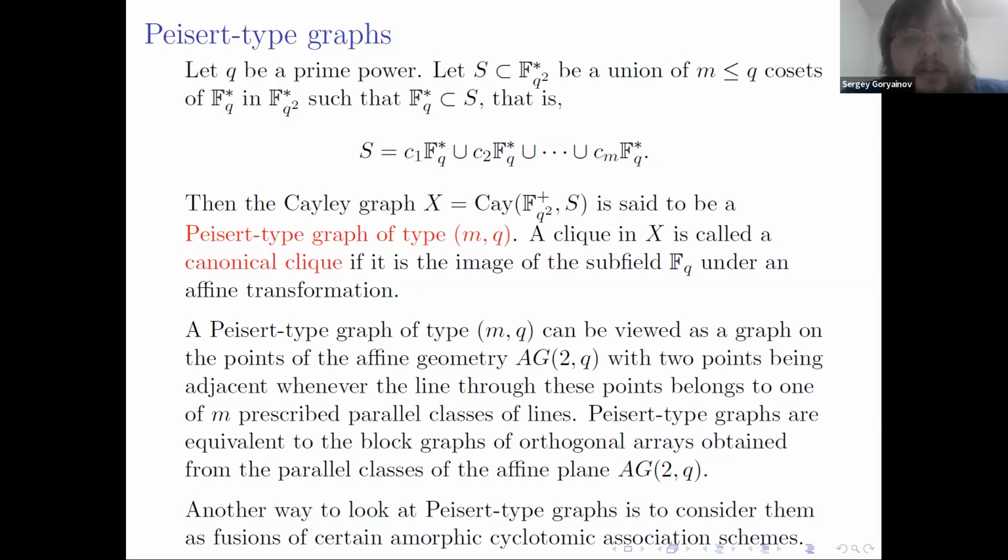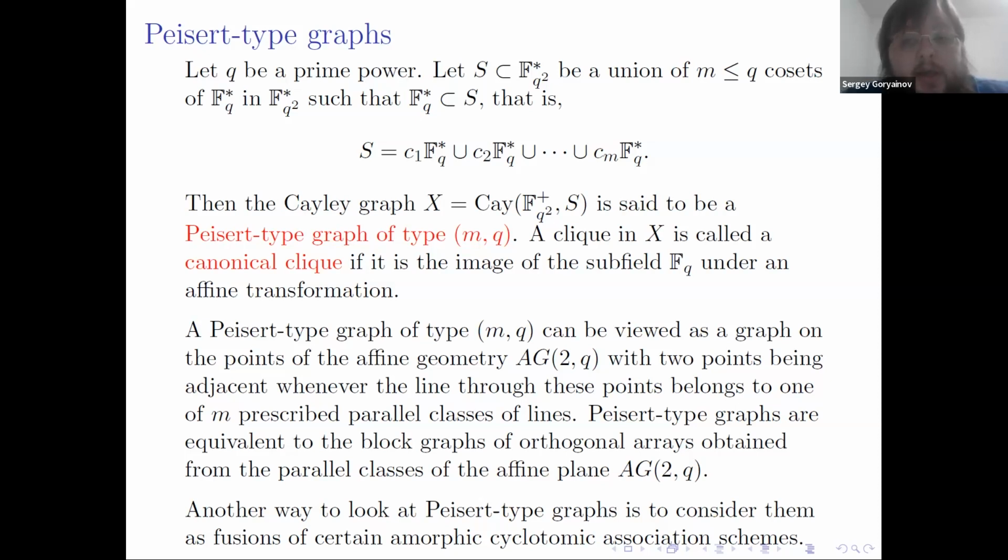F_q star itself is included in S. That is, S can be written as a union of c1 F_q star, union c2 F_q star, and so on, cm F_q star. Then the Cayley graph on the additive group of the finite field of order q squared with generating set S is said to be a Peisert-type graph of type (m, q).